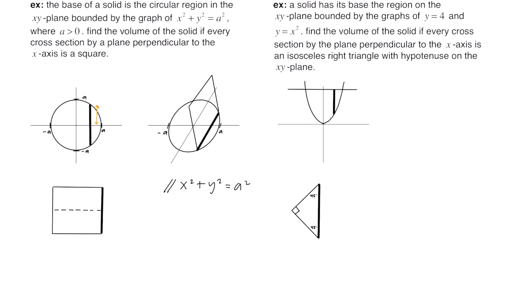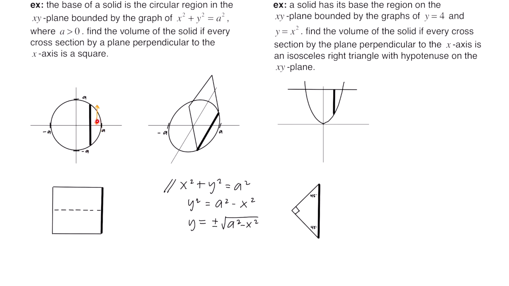Before we set up our integral to find the volume of this solid, first I want to look at the equation x squared plus y squared equals a squared. What we're going to do is solve this for y. So first we subtract x squared over, and then we square root both sides. So we get that y is equal to plus or minus the square root of a squared minus x squared. So this equation still describes this circle. It's just that the positive square root is the top half of the circle, and the negative square root is the bottom half of the circle.